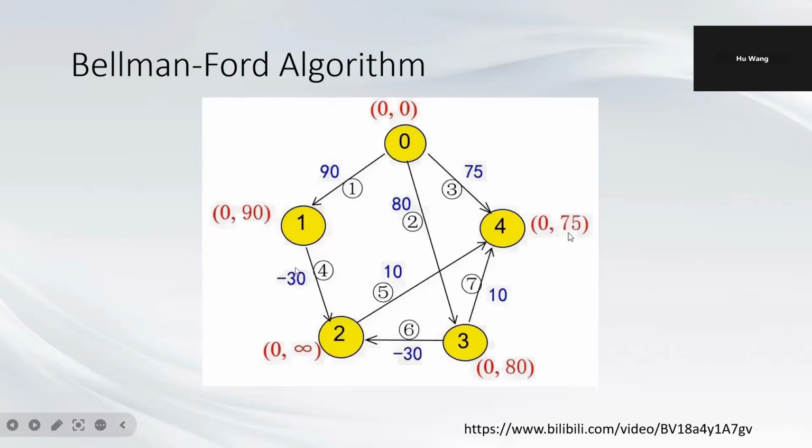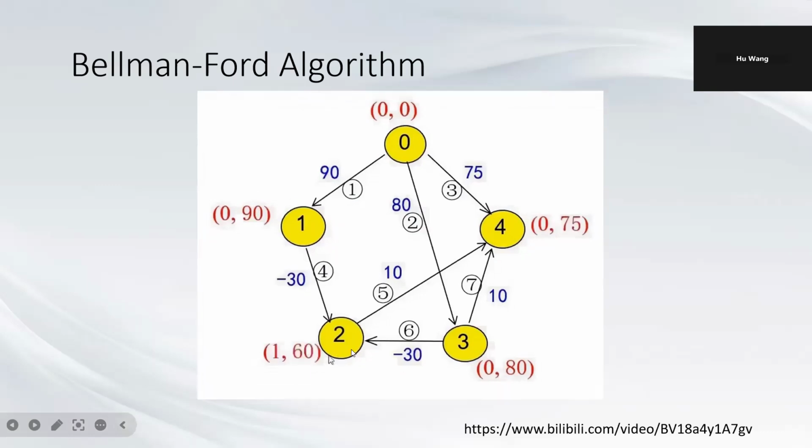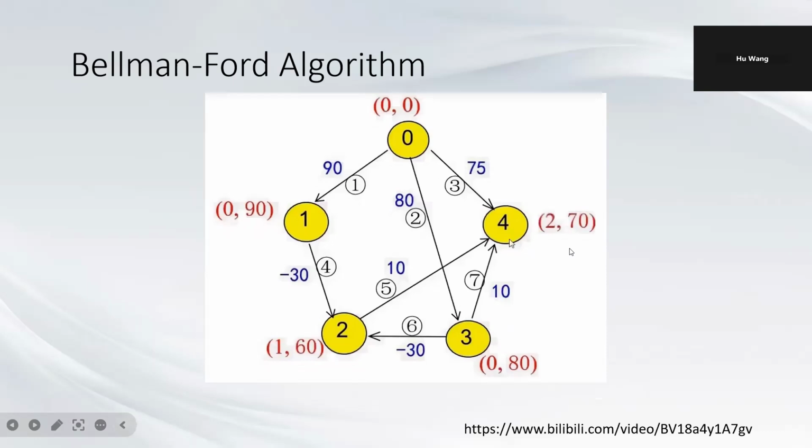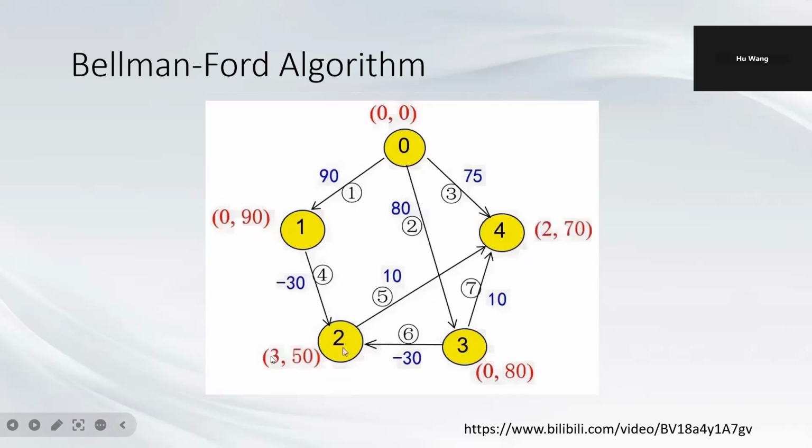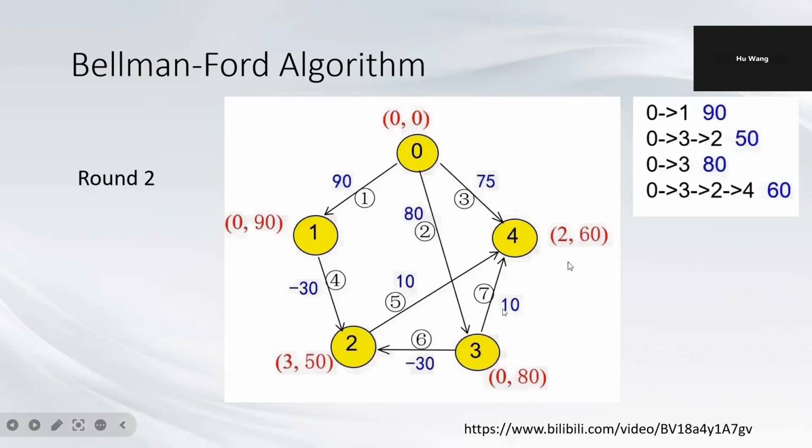90 minus 30 is going to be 60. 60 is much smaller than infinite, so we're going to modify it to 60, and then we change the predecessor to 1 because it came from 1, right? The same thing for the fifth, we have 60 and 1, and 70 is smaller than 75, so we change it into 70. And later on, for 6, 80 minus 30 is going to be 50, and we modify it into 50, and we change the predecessors. So on and so forth, we will fix the second round.